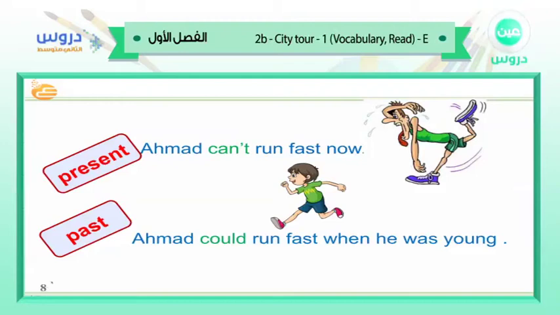Okay, this is another example. In the present, Ahmed can't run fast now. But in the past, Ahmed could run fast when he was young. So this is not an improvement. Look at him. He's tired. But in the past, he could run fast. Could, we use it in the past. And can or can't, we use in the present. Okay?